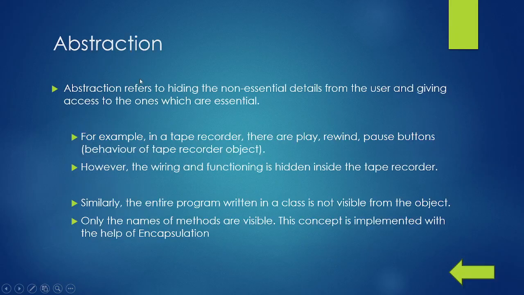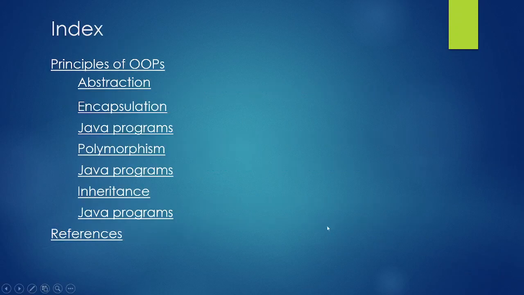Abstraction. This is nothing but hiding the non-essential details from the user and giving access to the ones which are very important. For example, a tape recorder, we don't see the wiring and all. We see only some of the buttons like play, rewind, etc. Similarly, the entire program written in a class is not visible from the object. Only the names of methods are visible. This concept is implemented with the help of encapsulation.